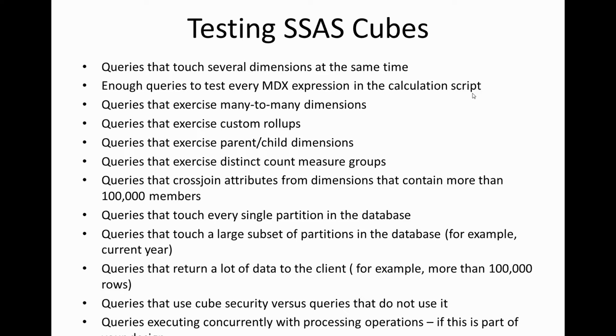We also need queries that return a lot of data. So not just queries that touch a lot of data, but queries that return a lot of data. Let's make sure that our network and our pipe and everything like that is looking pretty good. Preferably, when I do that test, I like something that has more than 100,000 rows. If you have cube security built into your cube, you need to make sure that you're testing that as well as the traditional Analysis Services security.